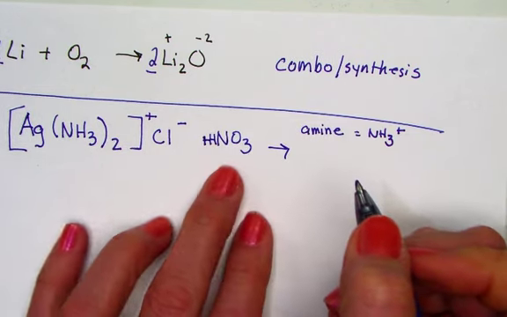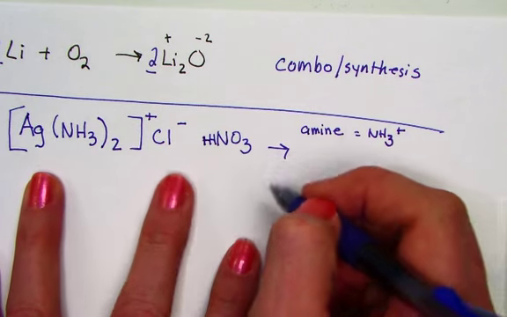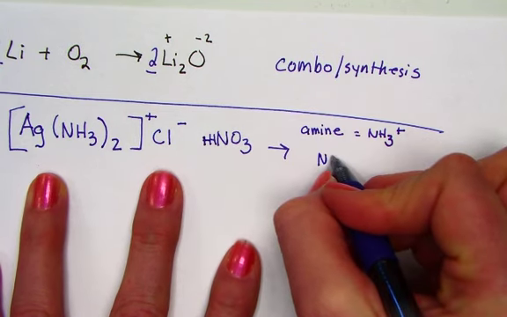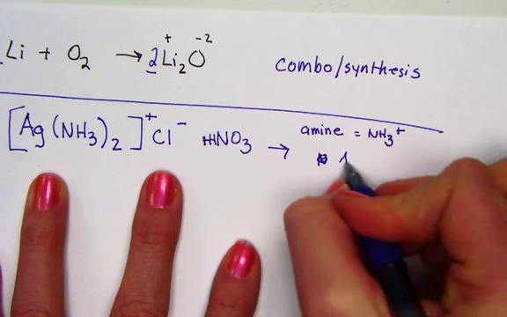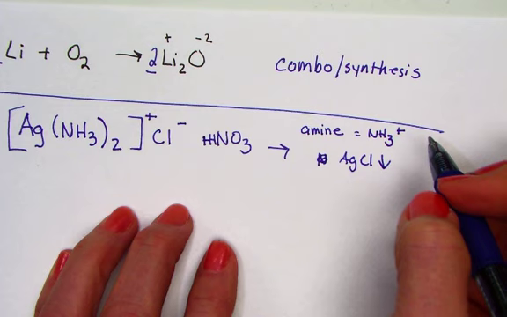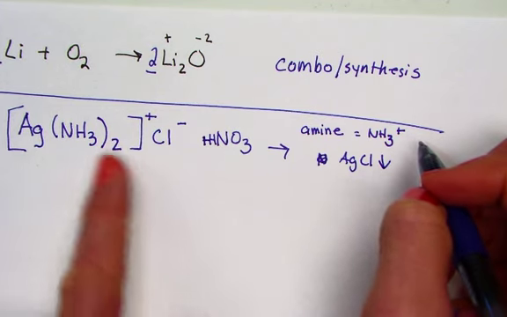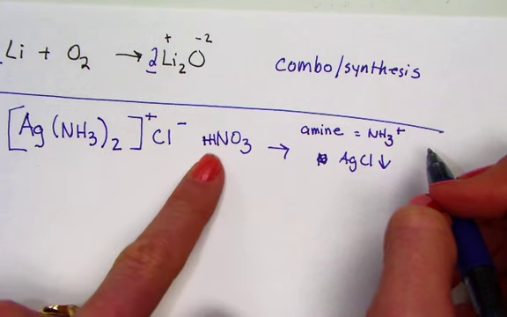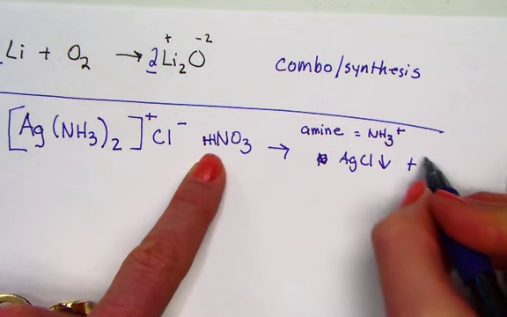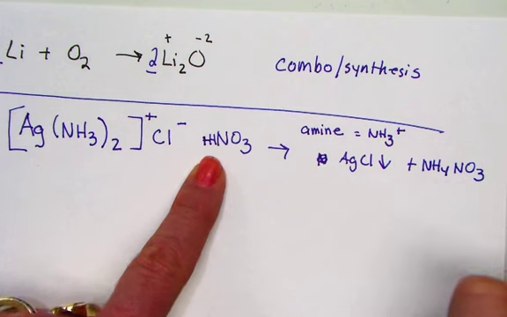Now, the driving force is simply a precipitation. When we precipitate out the silver, what it will hook to is the chloride ion. AgCl is the driving force. So we're precipitating out from this complex ion the silver and letting it hook to the chloride. The ammonia hooks to the hydrogen ion from the strong acid, giving us ammonium, NH4, and the nitrate, NO3.